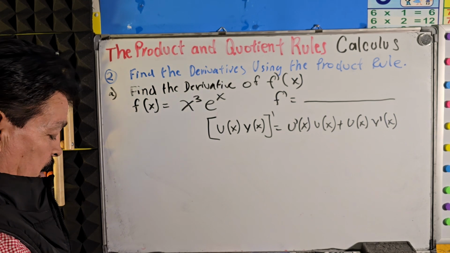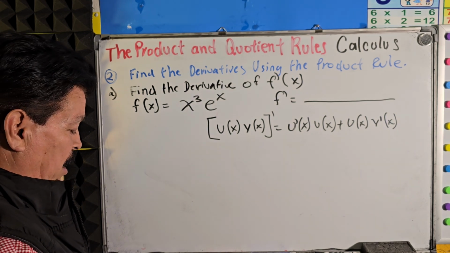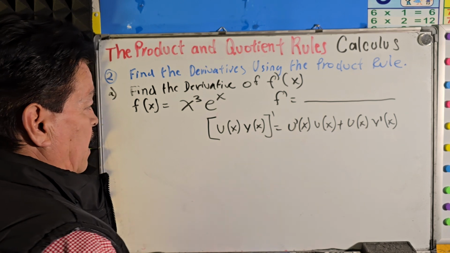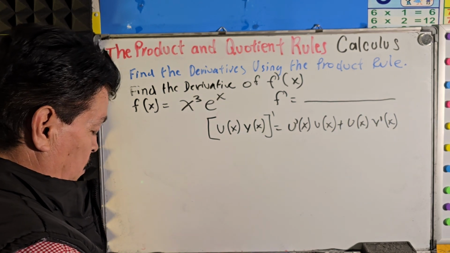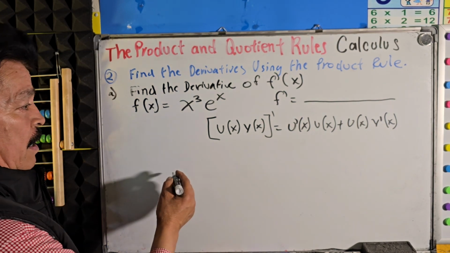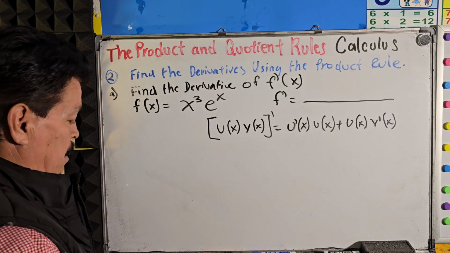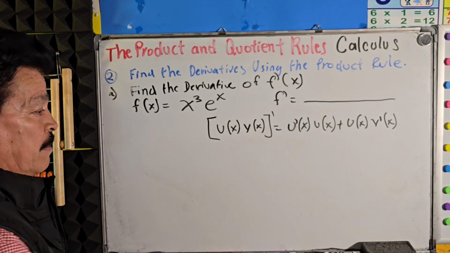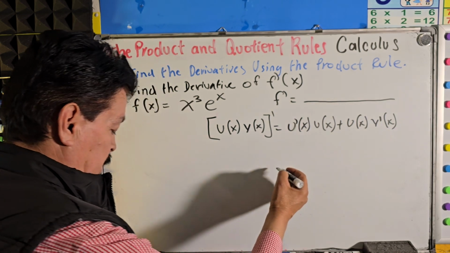Here I will make a little table. In this situation, we have some table right here. Let me write the table right here.